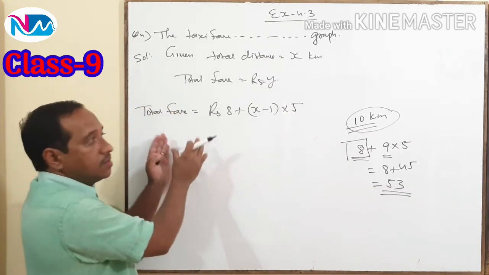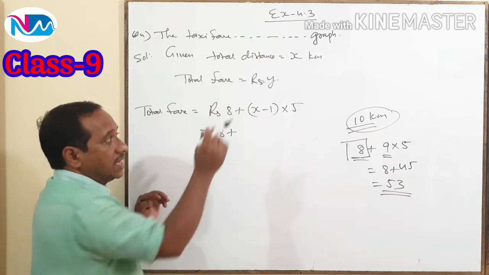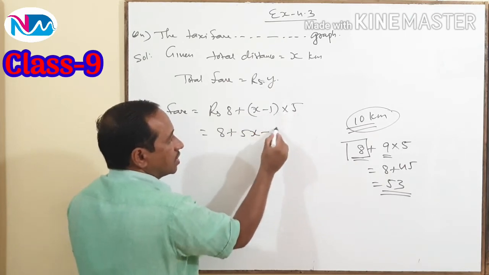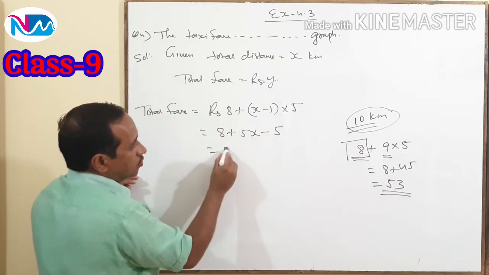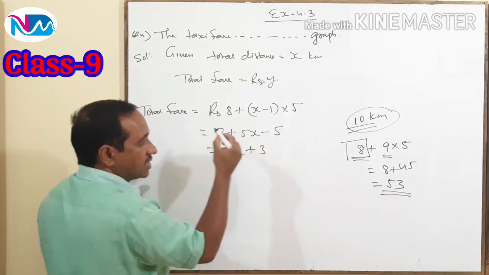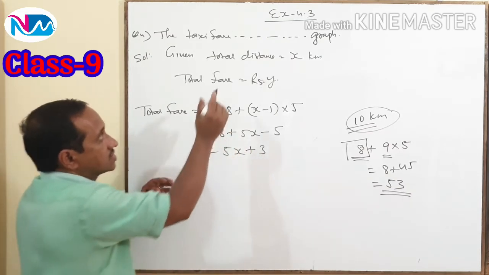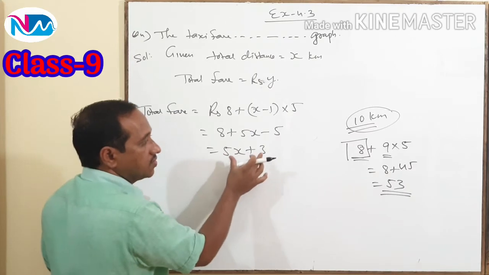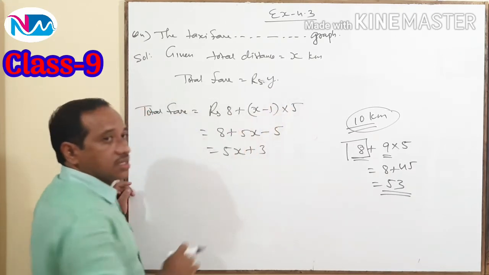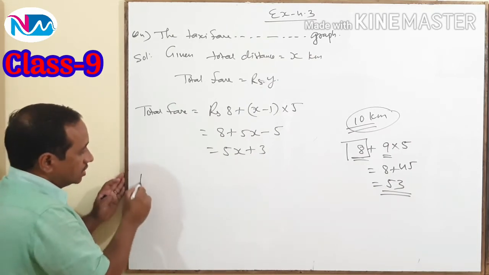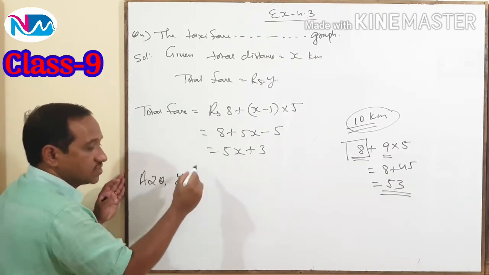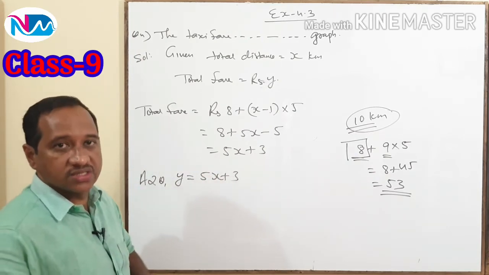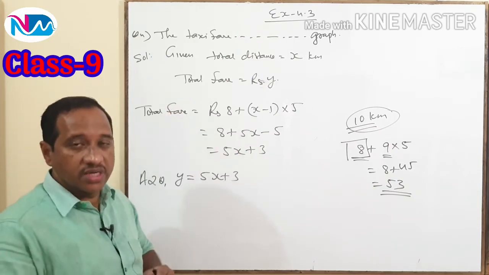So the total fare will be equal to rupees 8 plus x minus 1 into 5, that is x into 5, 5x, minus 1 into 5, minus 5, and 8 minus 5 is 3. So if x is the total distance, then as per the condition given, the total fare will be 5x plus 3. But according to the question, the total fare given is rupees y. Therefore, we can say that y is equal to 5x plus 3. This is the linear equation in two variables representing the above information.